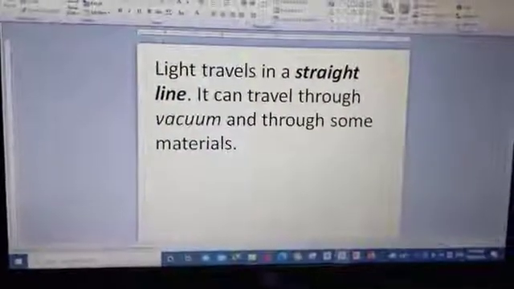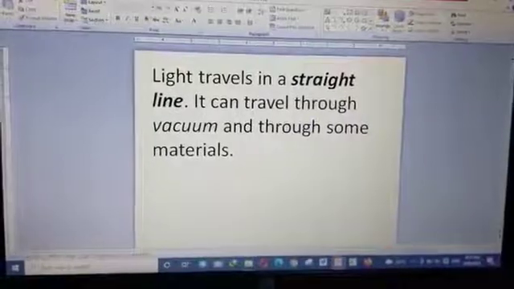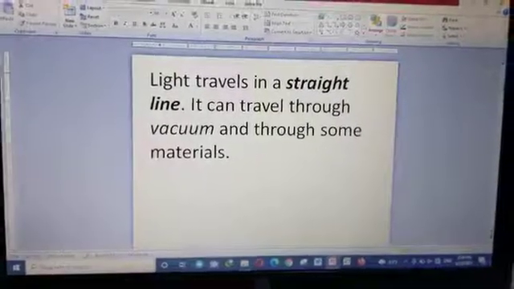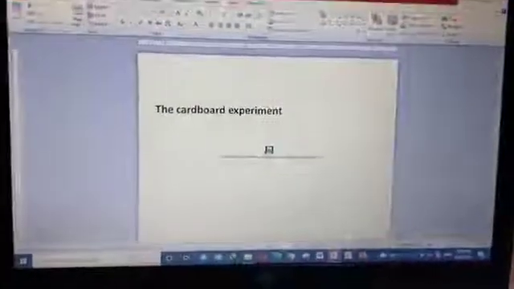Light travels in a straight line. It can travel through vacuum and through some materials. Now let's see the following example video about straight line propagation of light.